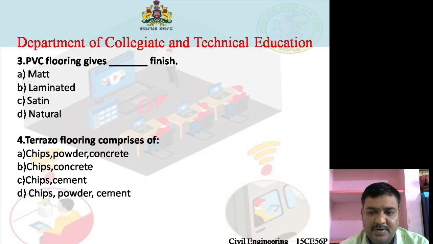Next we go to the third one. PVC flooring uses which finish? Dash finish, matte finish, laminated finish, satin finish, natural finish. So the right answer is matte finish. So the right answer is A. Then fourth one, terrazzo flooring comprises of chips, powder, concrete, chips, cement, chips, powder, cement. The right answer is D. It comprises of chips, powder, and cement.